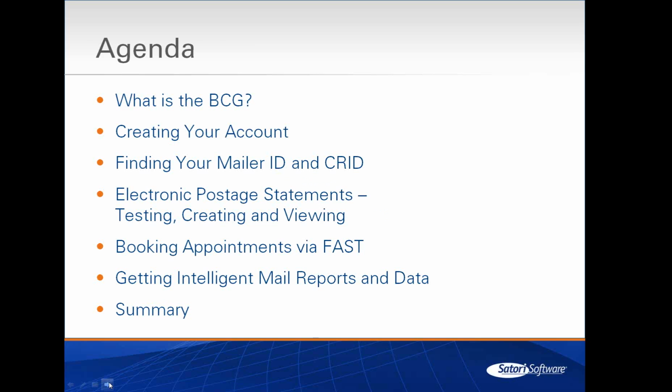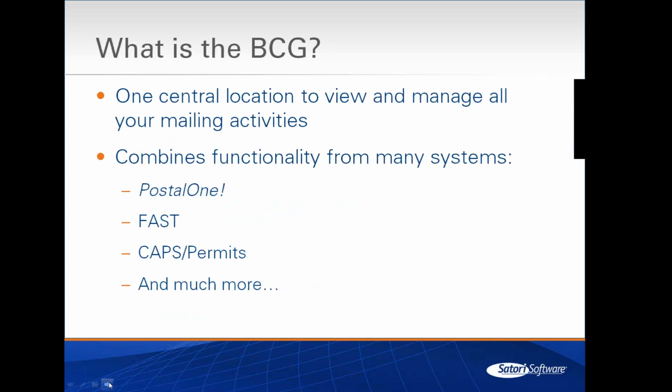We'll talk a little bit about the way that PostalOne and the Business Customer Gateway interact, because the gateway allows you to access all of your electronic postage statements, and also it allows you to book your mail drops. If you do drop shipping, you can schedule your mail drops online using the FAST system through the gateway. We'll talk a little bit about the intelligent mail reports that are available, and then of course we'll sum it up all at the end there.